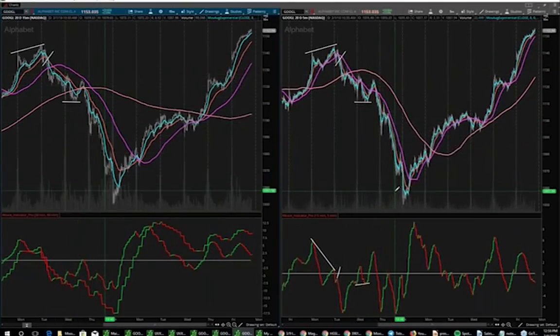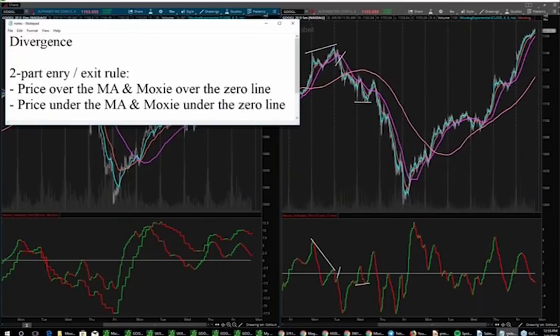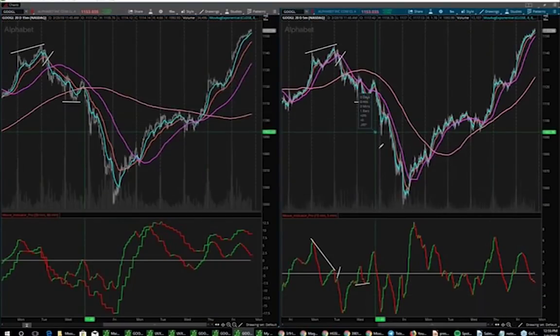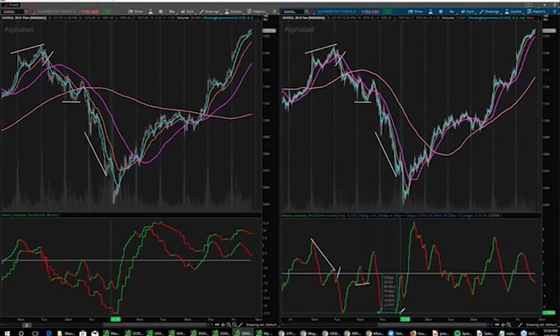Now at some point, maybe we're looking for a way to find the bottom. Where are we going to get in? So once again, we go back to our notes, we're looking for divergence. What are we seeing? Right here, price down. Notice the indicator starts to go flat, right there. And then we get this.